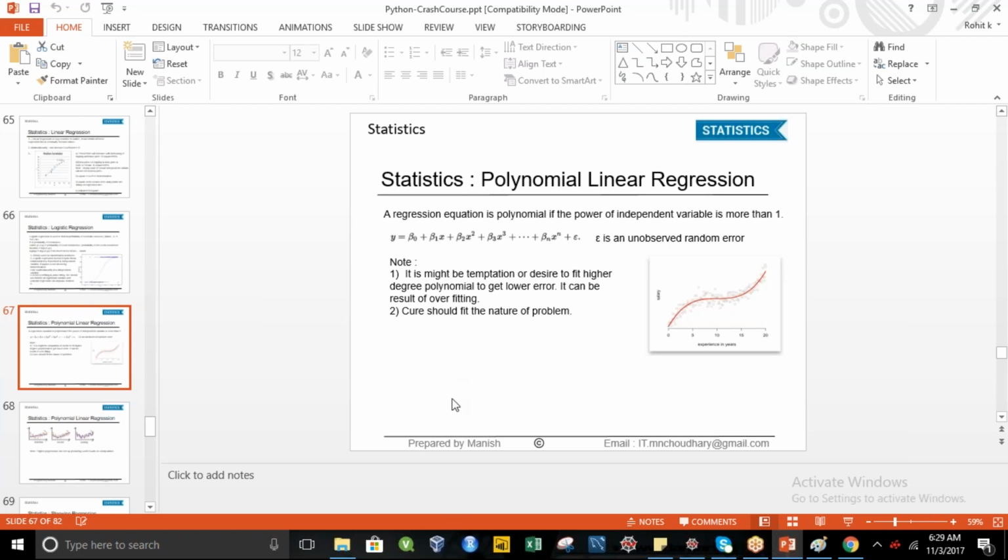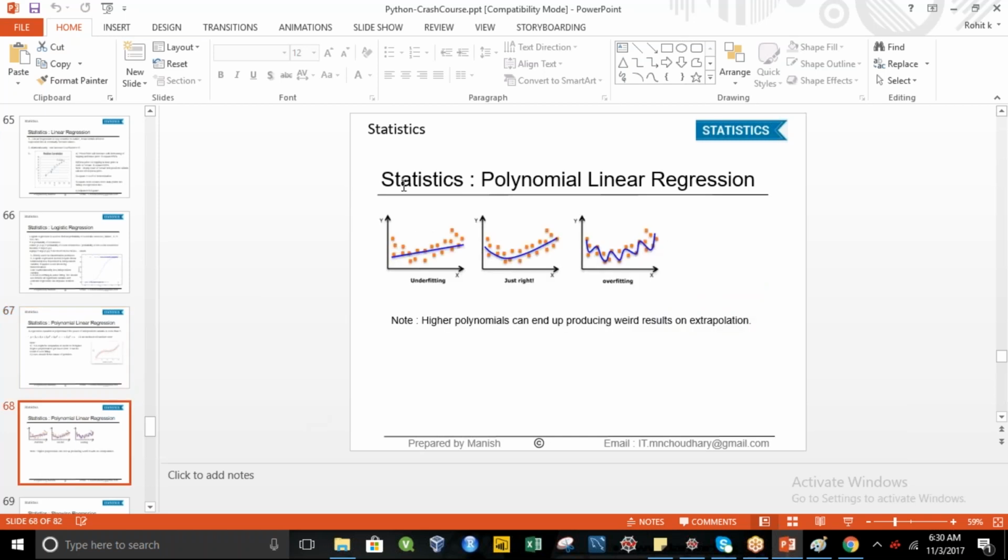Polynomial regression is a curve which has higher powers of x, like y equals b naught plus b1 x plus b2 x squared plus b3 x cubed up to bn x to the n. Here the power of x is more than one, so we consider it a polynomial regression model. When we have a power more than one, it is considered under polynomial regression.